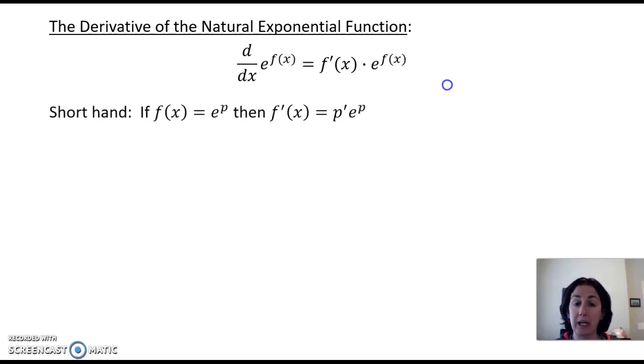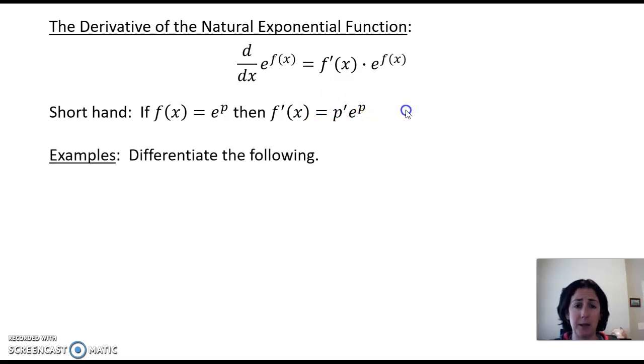I do have a little shorthand that I use. If your function f of x is e to a power, then its derivative is the derivative of the power times e to the power. Again, notice this e to the p repeats exactly. We just stick the derivative of that power in front. Let's look at a few examples.